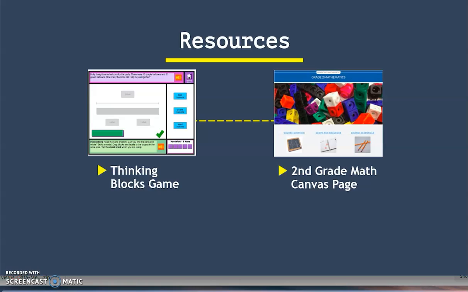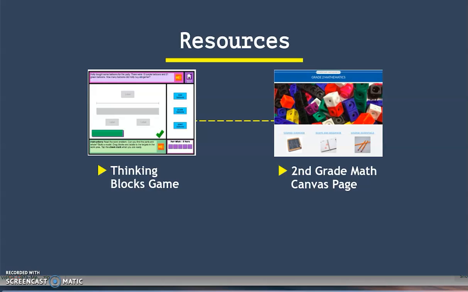The other 2 resources, the first one was the Thinking Blocks game. This is a word problem game where students have to use blocks to help them figure out how to solve the problem. The students are also provided with immediate feedback if they get the answer correct or if they get the answer incorrect. Their score is then totaled at the end based on their initial answers.